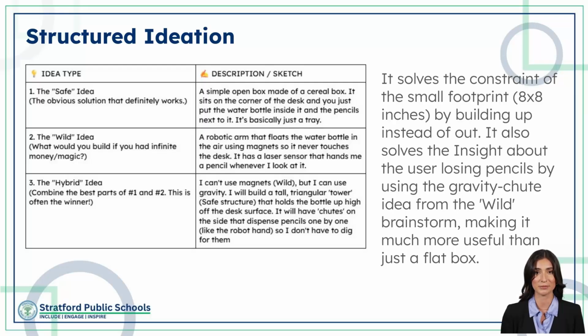However, look at the magic in Idea 3. The student took the mechanism of the robot, dispensing a pencil automatically, and engineered it using gravity and cardboard. They moved from a tray to a gravity tower. This is the hybrid sweet spot. This is how we push students past the obvious answer to the innovative solution required by Standard 1.4.